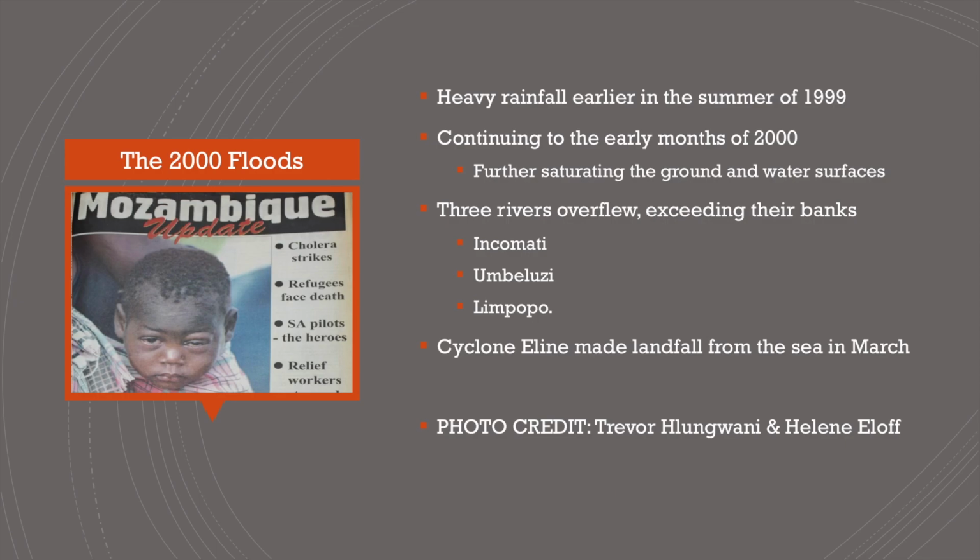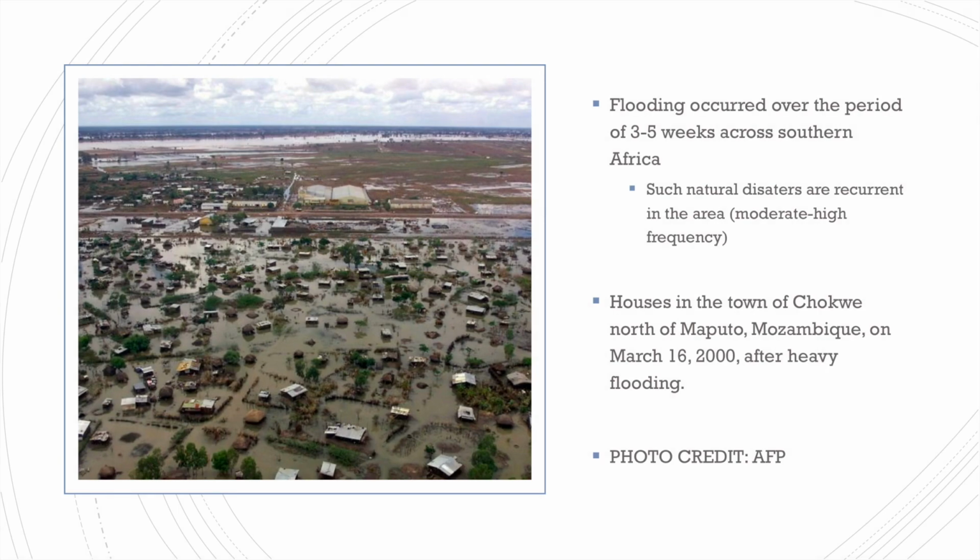This event occurred over a period of 3 to 5 weeks across southern Africa, where the natural disaster frequency is estimated to be moderate to high. According to the IORMS, Mozambique experienced 10 droughts, 20 floods, 13 tropical cyclones, 18 epidemics, and one earthquake from 1956 through 2008 alone.